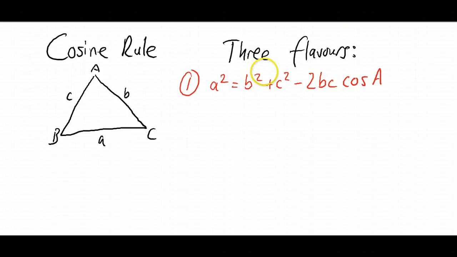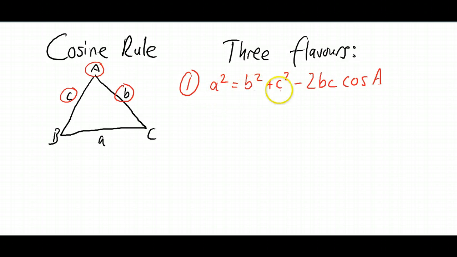Okay, the cosine rule comes in three different versions or three different flavors. The first version is for when you're going to try and find side A. So this is when we've got side B, we've got side C, and we've got angle A. In other words, we've got two sides and the angle in between them. Those are the bits of info we've got here. And we want to find out this other side over here, A. Well, this is the version of the cosine rule that we're going to use.